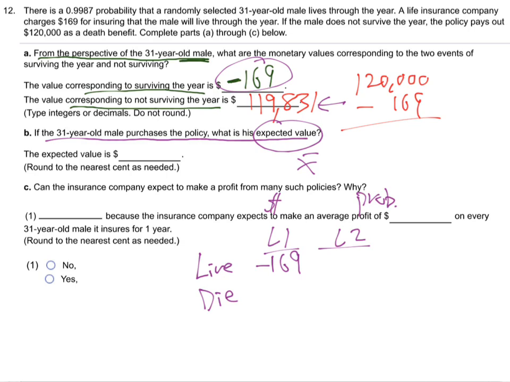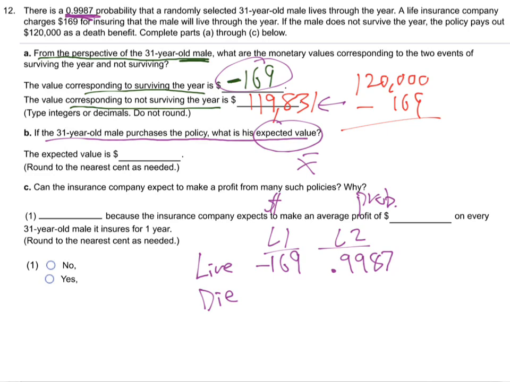What's the chance? What's the probability he's going to live through the year? They actually told us. 0.9987, right there. Do you know what those are called? The insurance people have charts on you and I. They know the chance you're going to live through the year based on your age, your gender, your health. Those are called mortality tables. You can type them into Google. It's a science to the insurance companies. It's math. So the chance that the 31-year-old male will live through the year is 0.9987.